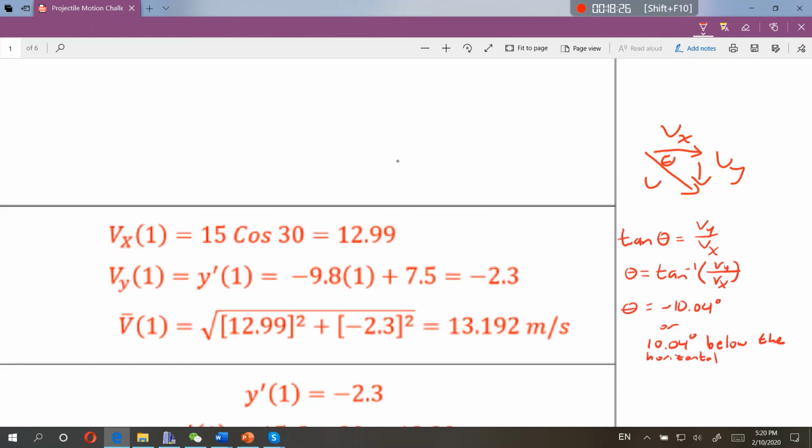So y prime at 1 was 2.3, and x prime at 1 was about 13. So my change in y over change in x should be negative 2.3 over 13, or negative 0.177, which is the slope of the arc. Mr. Brandon, so yes, 13 is fine. 13 is fine, yes. Okay.